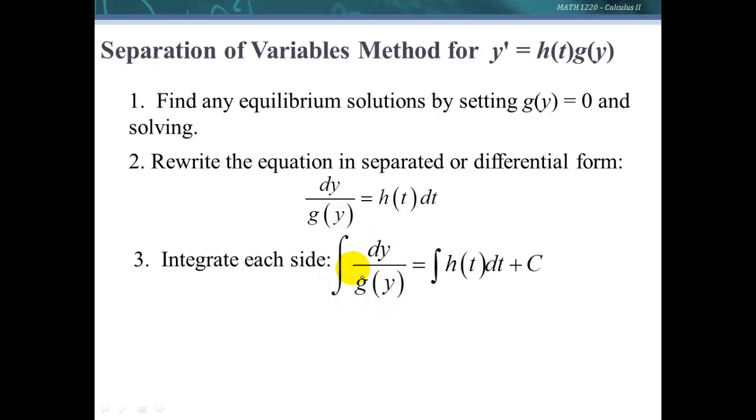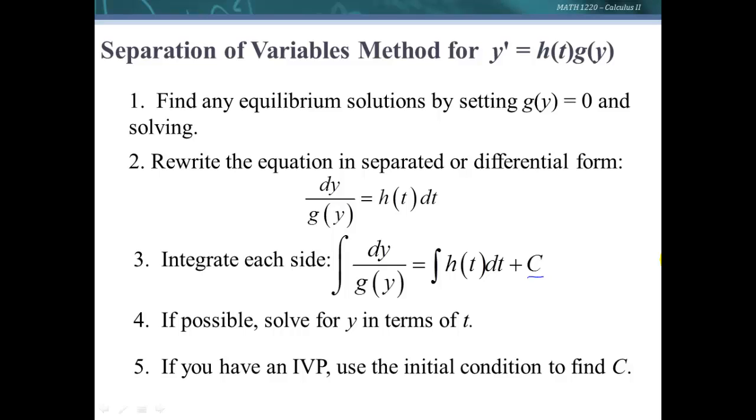We're integrating this side with respect to y, this side with respect to t, and when we do that, we will generate a constant of integration for this side and one for this side, and we can combine those constants and just call them c. Then, if possible, we're going to solve for y. And we say if possible because sometimes it's impossible to explicitly solve for y, but we want to do that if we can. And then the last step is if we have an initial value problem, we need to use the initial condition and find our c. So this is summarizing the method.